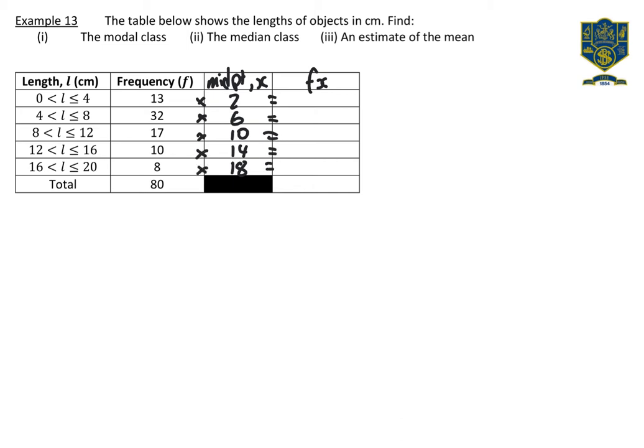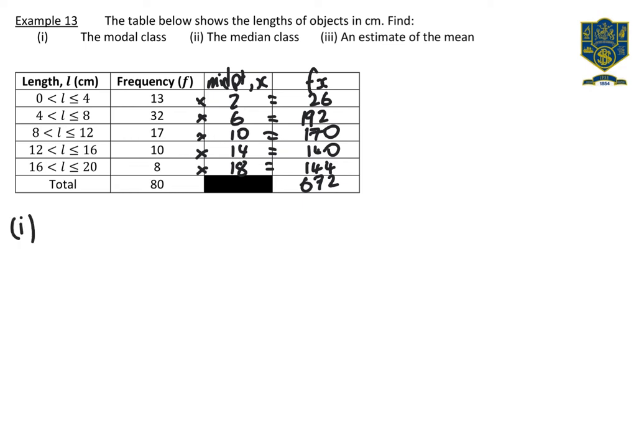So 13 times 2 is 26. 32 times 6 is 192. 17 times 10 is 170. 10 times 14, 140. 8 times 18 is 144. And adding these together, we get 672. Now that's needed for the mean, which is the third part.